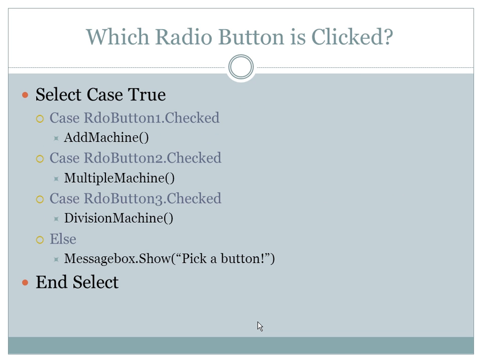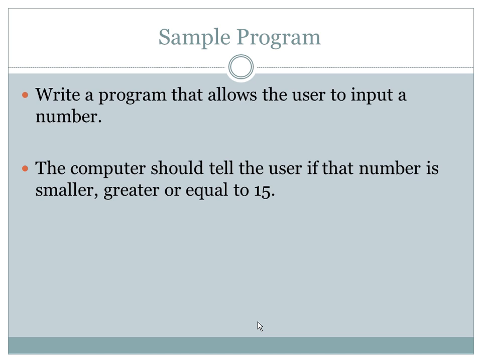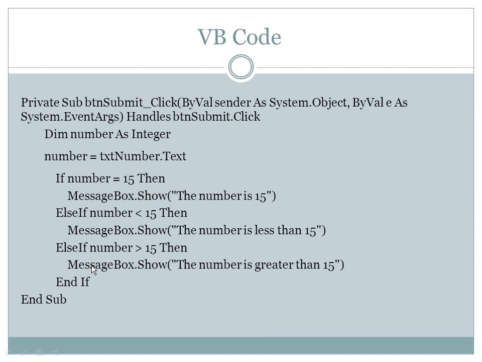Another way to use it is you can also look if a radio button is checked by saying select case true, and then you can go through and say if this radio button is checked, so case radio button dot checked, and then whatever statements, case radio button 2 dot checked, and so on and so forth. So this is one way to write an if statement again, and we could rewrite this to say select case number and then case 15, case is less than 15, and case is greater than 15.